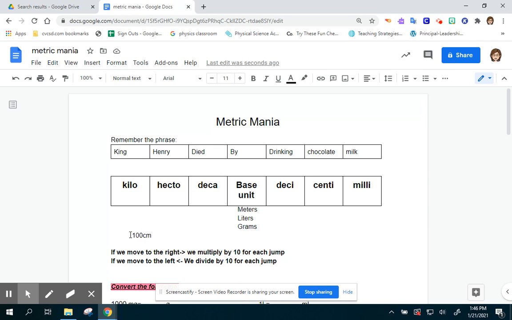So in the example I just gave you, 1 meter, and we know it equals 100 centimeters, I moved 2 jumps, 1, 2 to the right. Down here, you see, if we move to the right, we multiply by 10 for each jump. So I would take 1 times 10 for my first jump, that's 10, and then times 10 again for my second jump. 10 times 10 equals 100. So you could do it that way as well. I just think writing these down and actually showing the jumps that are made is an easier way to remember this.